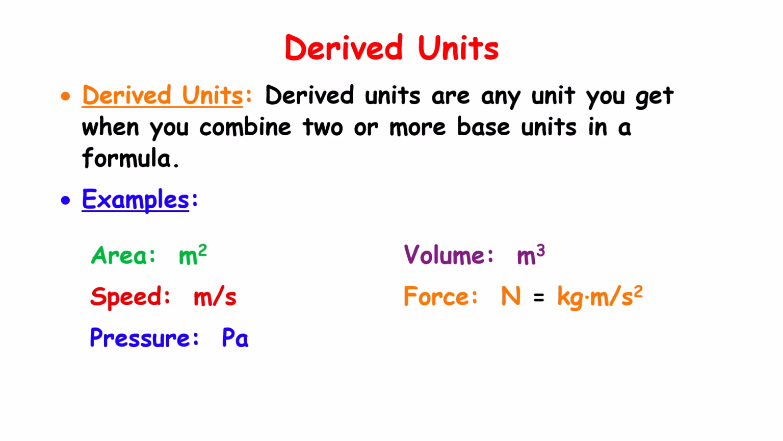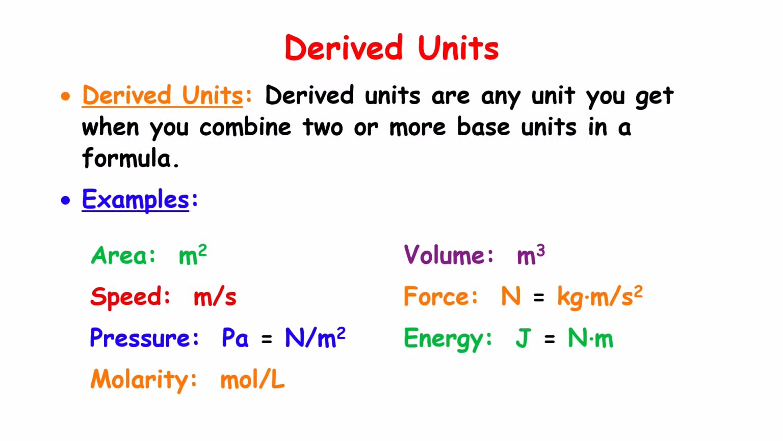Then we have pressure as pascals. So pascals is kind of like a newton in the sense that it's something that is calculated. So it's newtons per meter squared. So for energy, this is another derived unit because it is mathematically calculated, and often it'll be a capital J, but it can be newtons times meters for that mathematical expression. Molarity, very important in chemistry, and that is moles per liter. Okay.